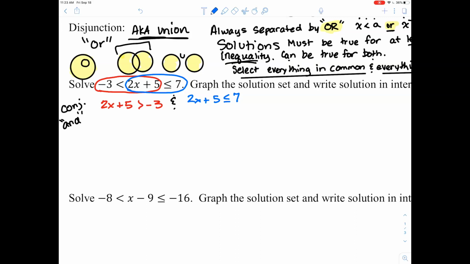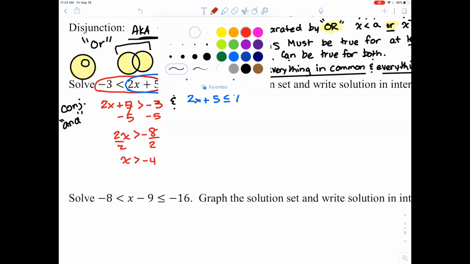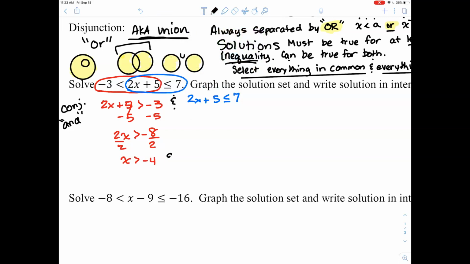So our solutions have to overlap. Because the answer for the first one and the answer for the second one have to be true for each other. That didn't make sense. Let me explain it this way. So we'll subtract 5. 2x is greater than -8. Divide by 2. x is greater than -4. So x is greater than -4. There are a lot of answers in that solution set.